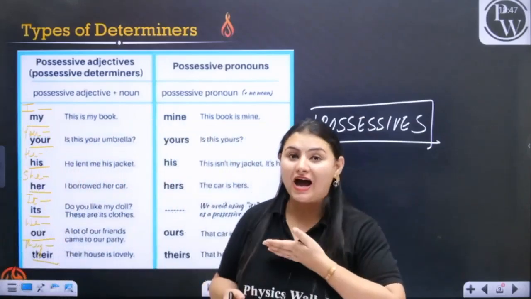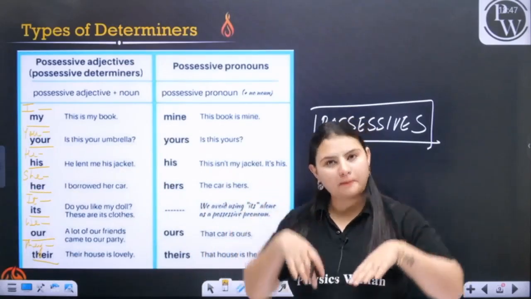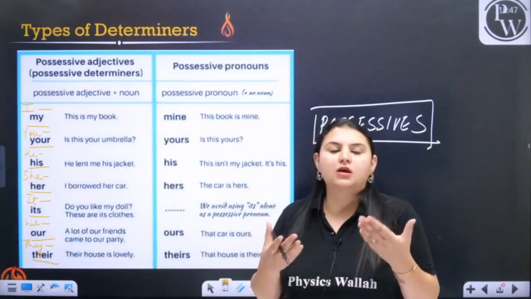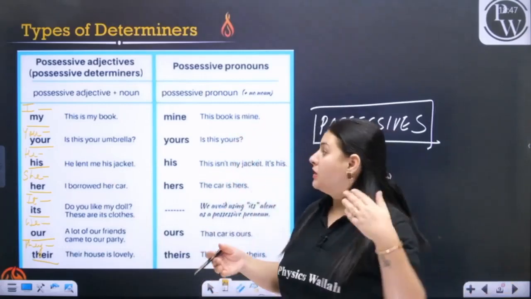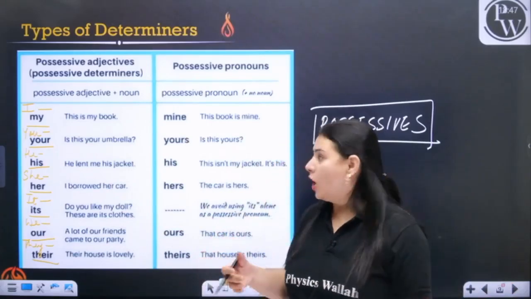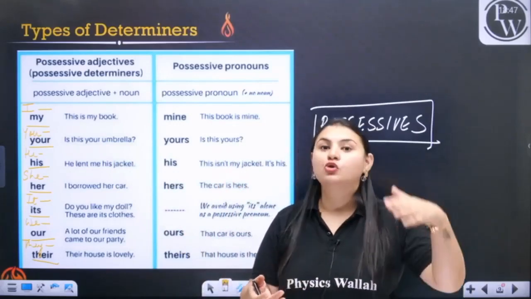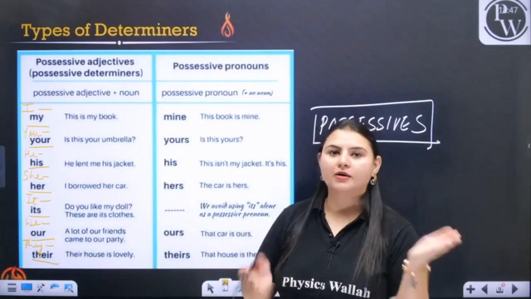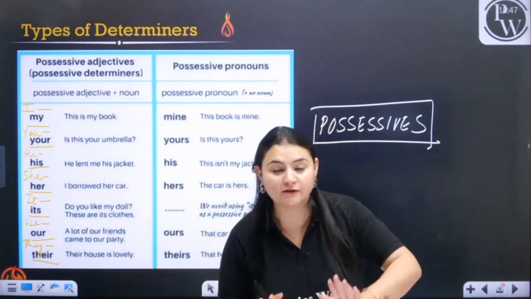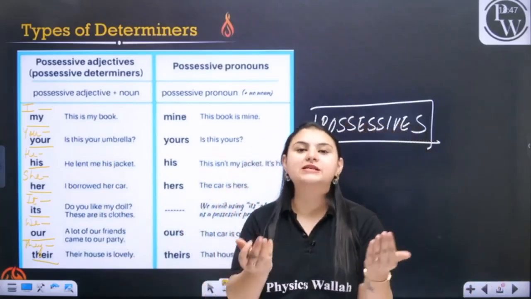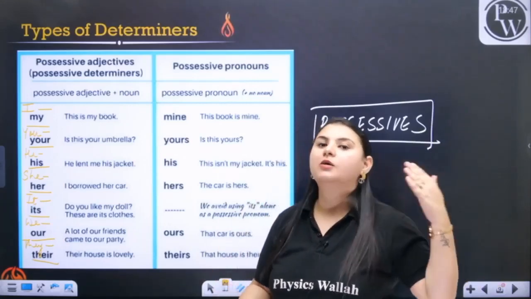When we talk about I, this is my book. This belongs to me. Here we are talking about I. Your, we are talking about the second person. In the case of second person, it is your. Is this your umbrella? Does it belong to you? You becomes your. Possessive. Do you know what is possessive? Possessive is when someone possesses something, it means that they own that thing. So these are possessives.